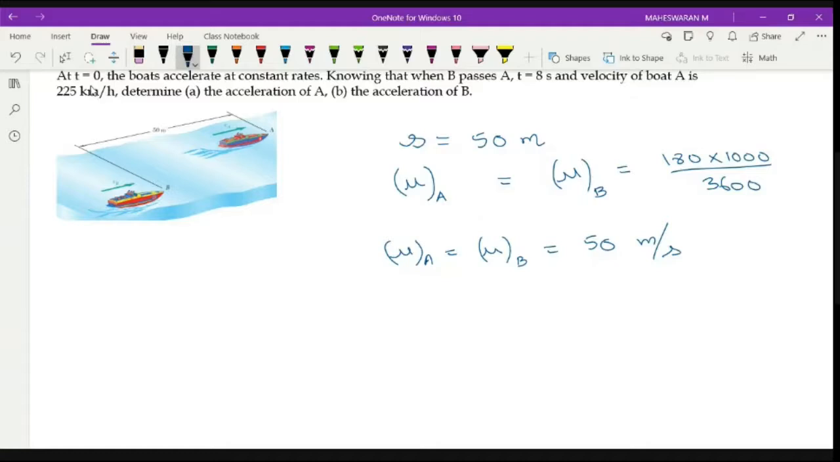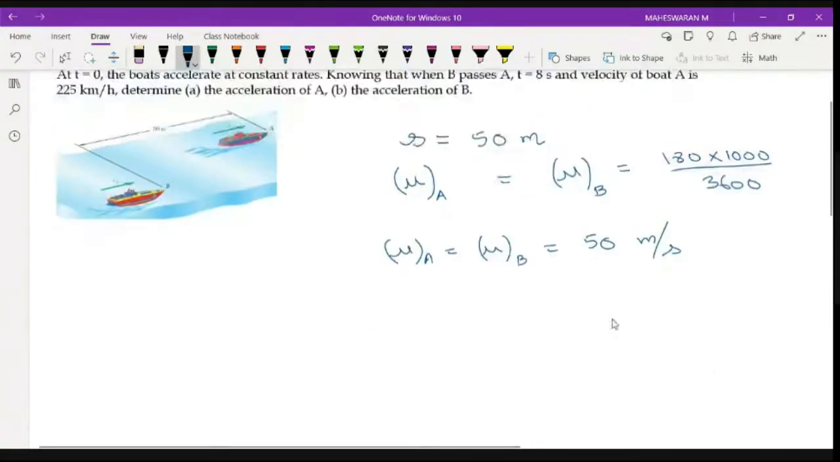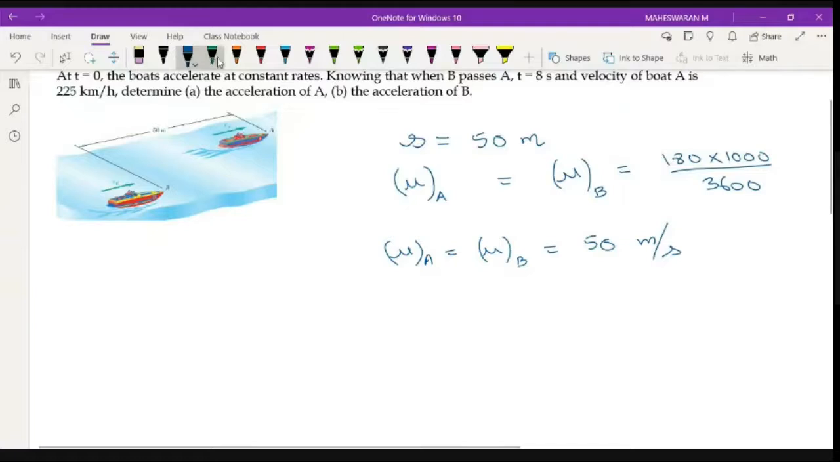After that, your boat is accelerating. This is your beginning stage, and they are taking the time at this stage as t equal to 0. Now it is accelerating, and when both are accelerating, B passes A at t equal to 8 seconds. These are the conditions, and the velocity of boat A is also given when it is passing. So let us go for each boat separately.